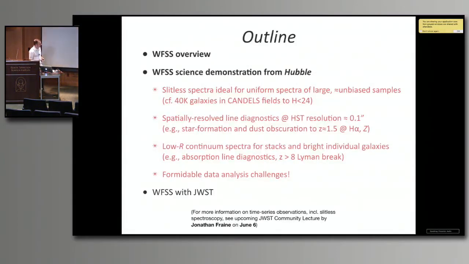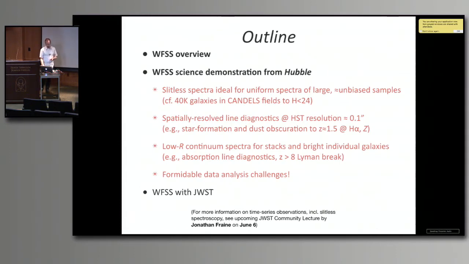Okay. So here's a broad overview of things that we get from Hubble. These slitless spectra are ideal for uniform coverage and spectra of large and what I call unbiased samples, just because you haven't made any pre-selection on things that you put slits on. An example I'll show is redshifts and measurements of 40,000 galaxies or more in these CANDELS survey fields. I showed the one example. You get nice spatially resolved emission line diagnostics at HST or eventually JWST resolution, which gives you maps of star formation activity, dust obscuration, metallicity, and other things traced by emission lines.